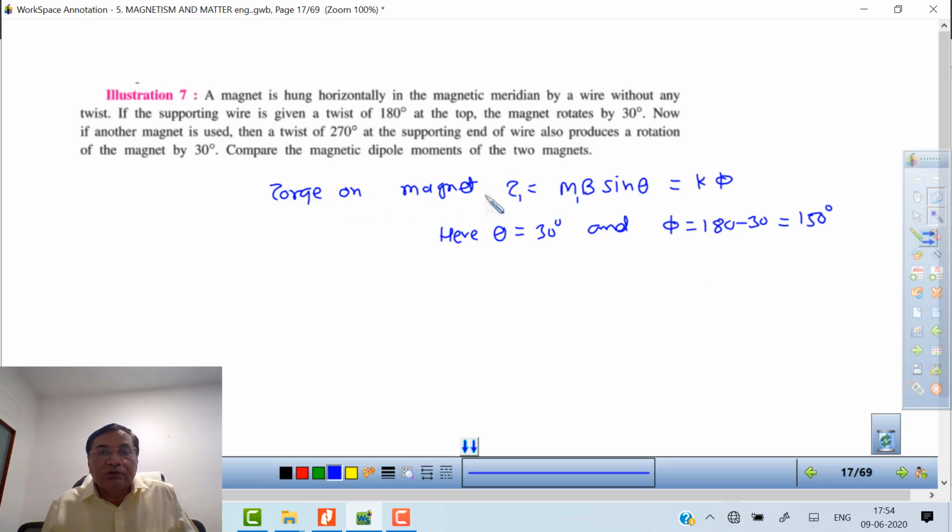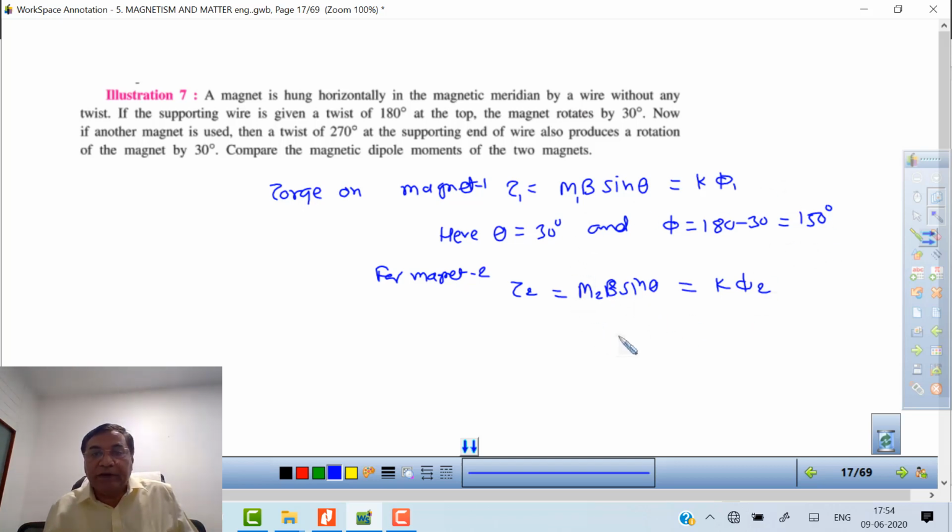Torque on magnet 1. And for magnet 2 I can write m2 B sin theta is equal to k phi 2. K is constant because we are not changing the wire. Here theta is also given the same, 30 degrees; if it were different, the answer would still come. So we take the ratio of these two. What is phi 2? So phi 2 is equal to 270 minus 30, which is 240 degrees, and theta is equal to 30 degrees. If theta were different, the answer could still come. We don't need extra data.